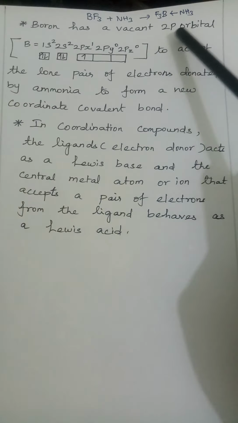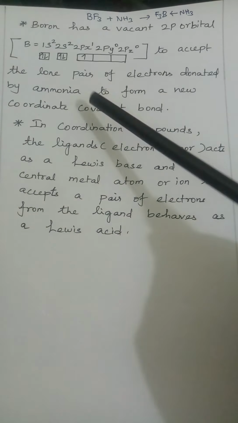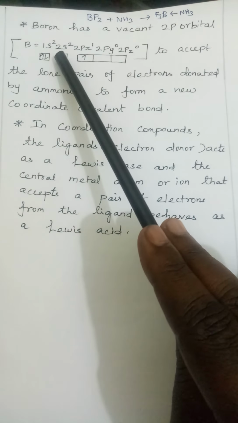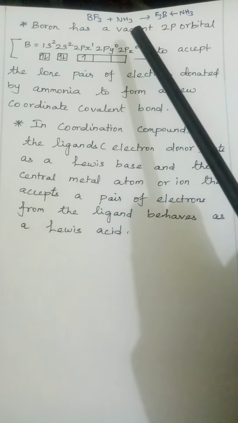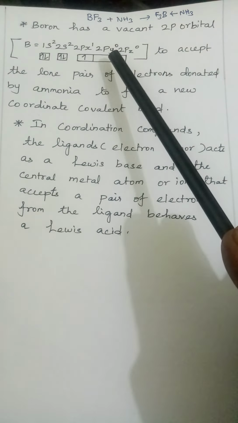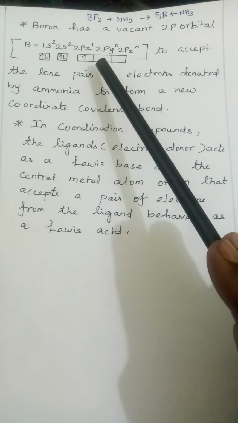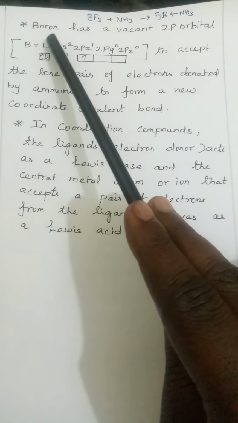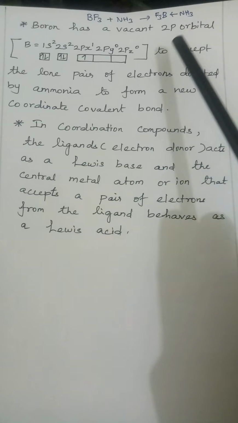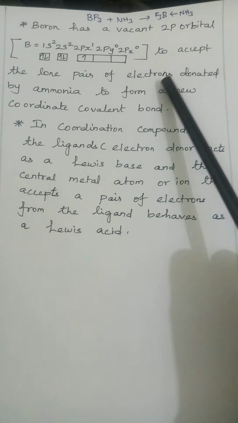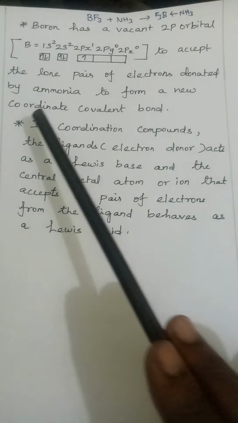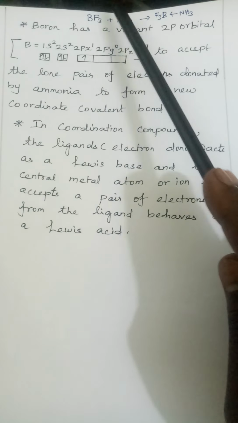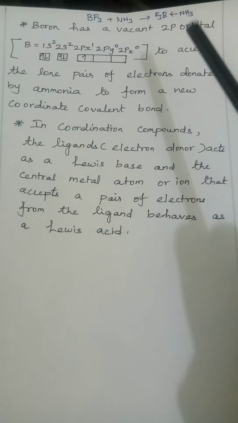So boron has a vacant 2p orbital. We already know that the atomic number of boron is 5. The electronic configuration is 1s2, 2s2, 2px1, 2py0, 2pz0. How many orbitals are in the p subshell? Three p orbitals, and only one electron occupies one orbital. So boron has a vacant 2p orbital to accept the lone pair of electrons donated by ammonia to form the new coordinate covalent bond. The pair of electrons is donated from ammonia to boron to form the new coordinate covalent bond.